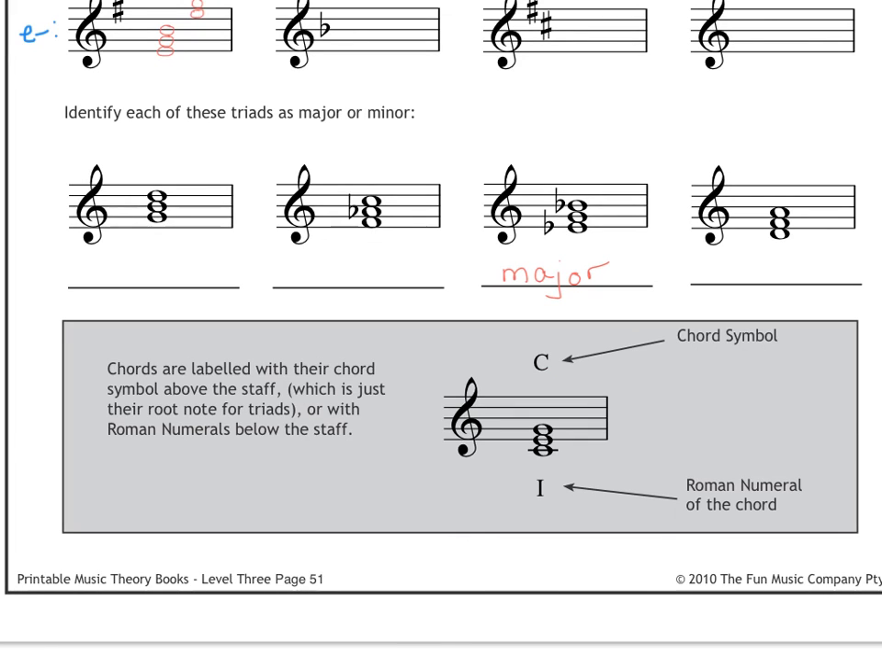Okay, and then the other way to do it is with Roman numerals below the staff. If you're not familiar with your Roman numerals, we'll talk about it in class a little bit. But essentially, an uppercase Roman numeral I, the reason we put an I is because this is a triad built on the first note of the scale. Logically, you can assume then, of course, later on we're going to be using other Roman numerals, I, II, III, IV, V, VI, and VII.